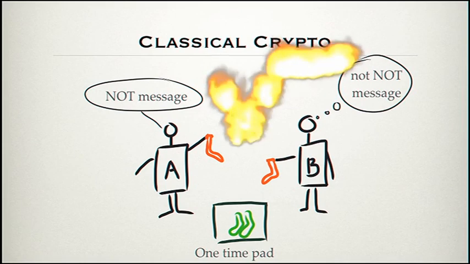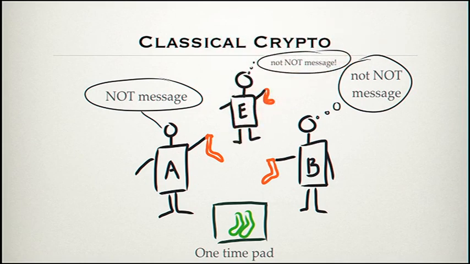That's really secret, unless our eavesdropper Eve got hold of a copy of a sock. She also has a red sock because she managed to put a third sock in the drawer and get hold of it, and therefore she knows not not is the message that Alice wanted to transmit. Okay, that's classical crypto, the one-time pad.